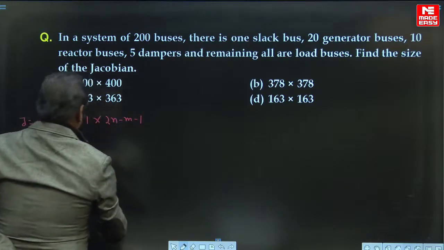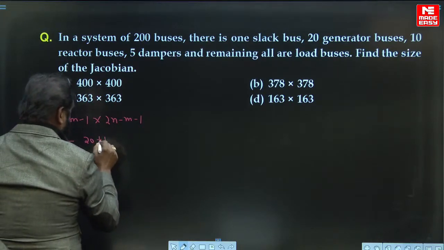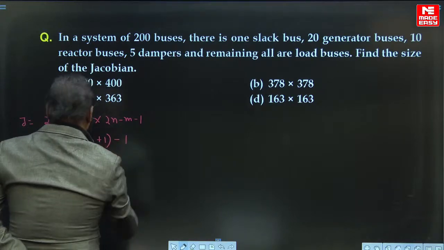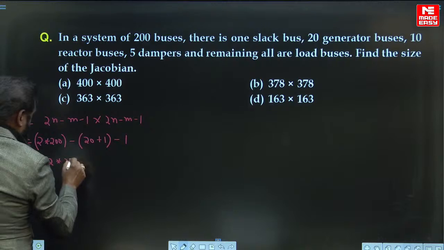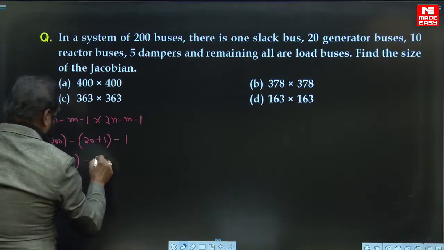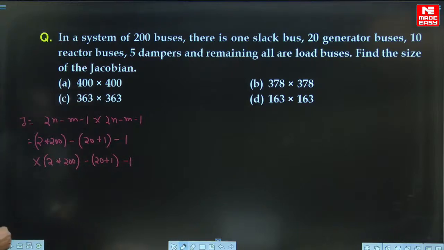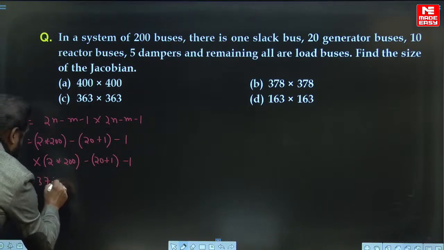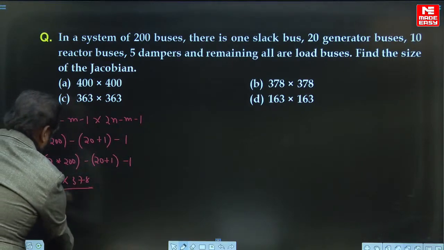So here there are 20 generator buses whose voltage magnitudes are specified, plus one slack bus specified, minus 1. You can take it as 2 into 200, minus 20 plus 1 minus 1. Therefore the fundamental answer is 378 cross 378. This is the fundamental answer.